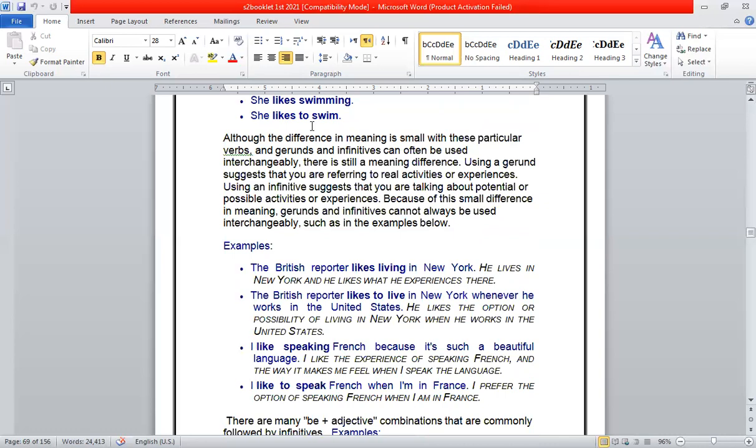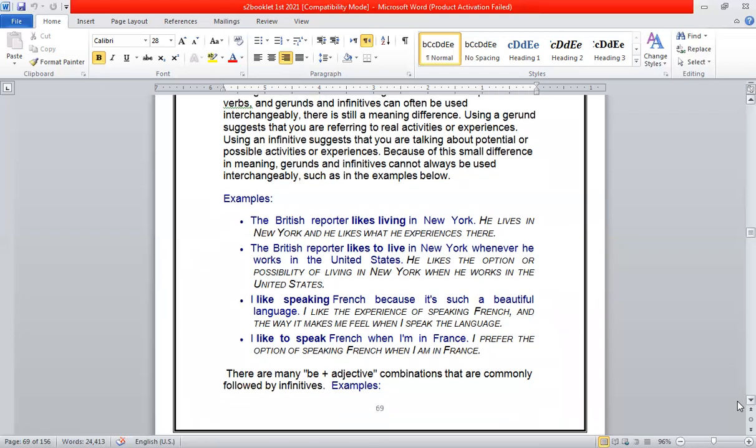Slight difference in meaning. I hate eating fish. I like to eat fish. Hate eating fish means I eat it. I have to. I am forced to do it, and I don't like this. I hate to eat fish means that I didn't eat fish and I don't want to do that. Okay, this is a slight difference. They are interchangeable, but there is a difference in meaning.